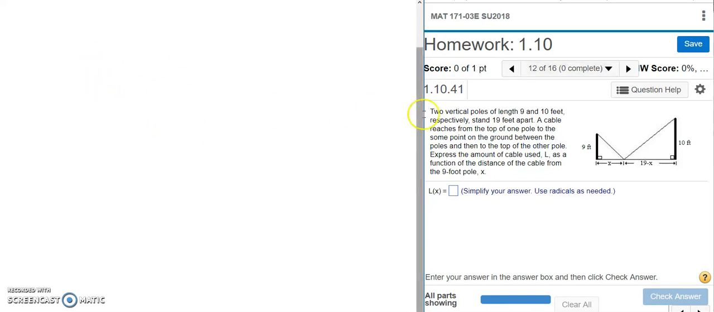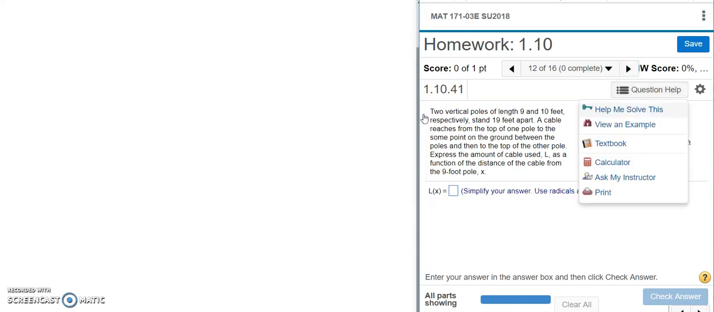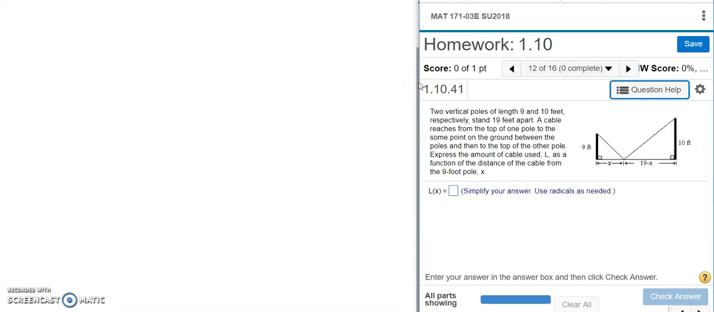Keep in mind 1.10, it's all word problems and every problem is a little bit different. A lot of these are not going to follow the same format every time because they're based on whatever the scenario is in the word problem. So if you get to one of these and you're really stuck, go to the question help and either use the help me solve this or the view an example, and it'll give you a similar problem to work through to practice. So the question help is going to be really useful, especially in this section. It's in every section, but it's really useful in this section.